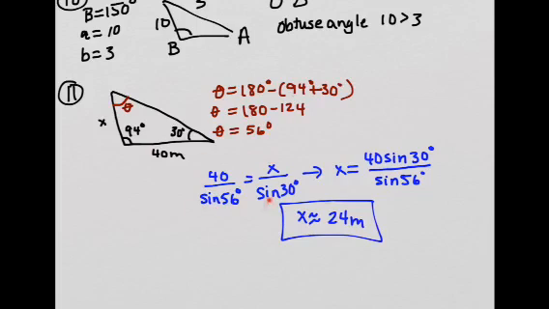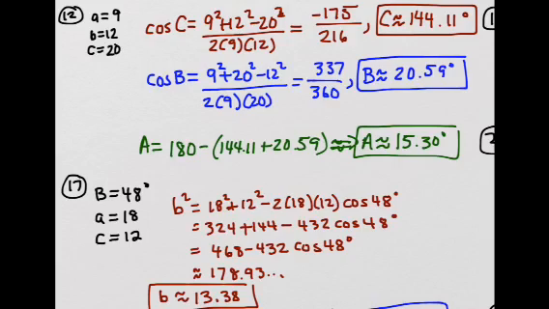Set up the law of sines right here, because now I have 40 over sine 56 equals x over sine 30. Okay? Cross multiply, and this is what you put in the calculator, and you get 24 meters.